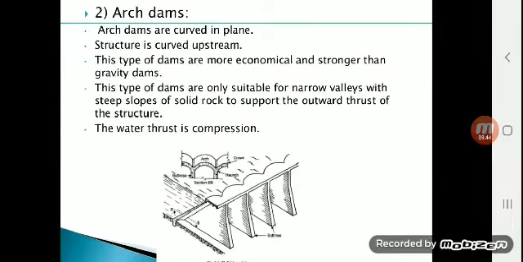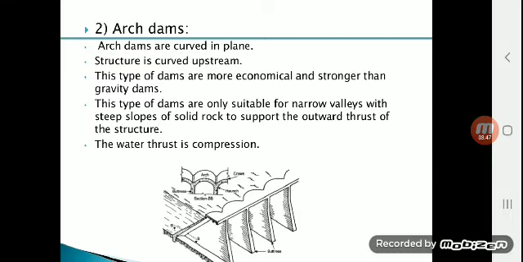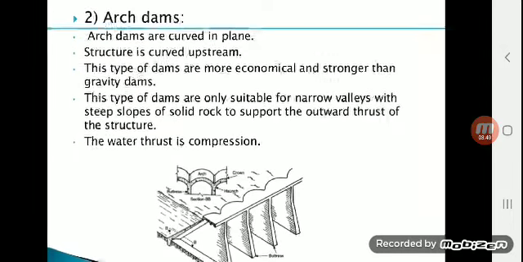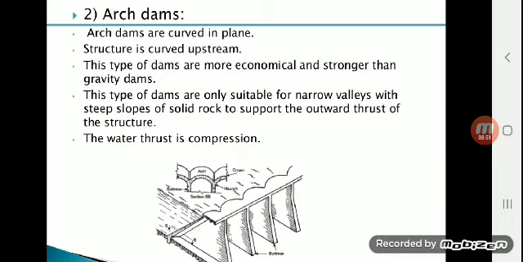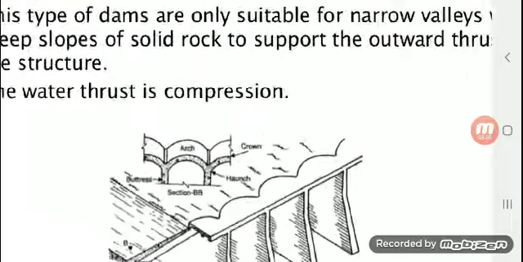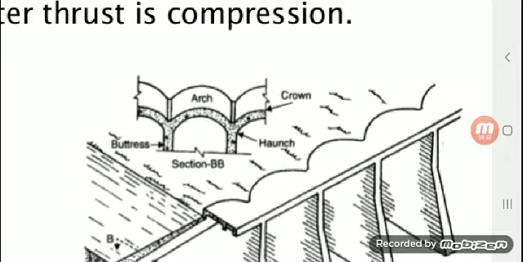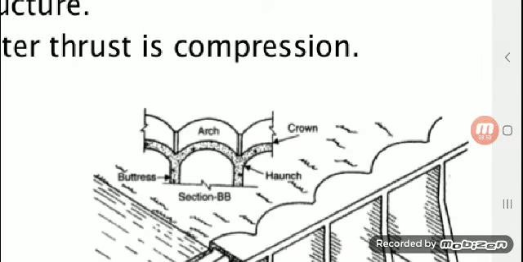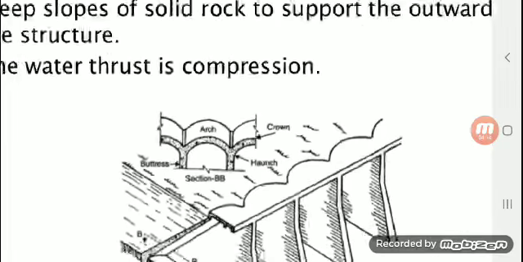The second type of masonry dams is the arc dam. In arc dams, the structure is curved upstream. I am zooming in on the structure. This type of structure will be there. The arcs will be there on the platform, and there will be buttresses. Buttresses are just the pillars which support the dam, and this crown or arc will form a crown on each part.